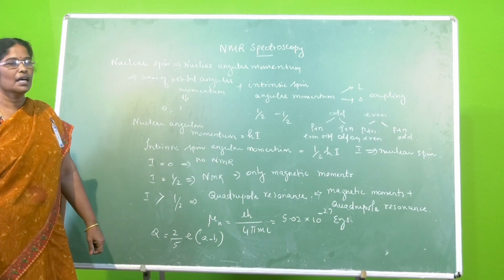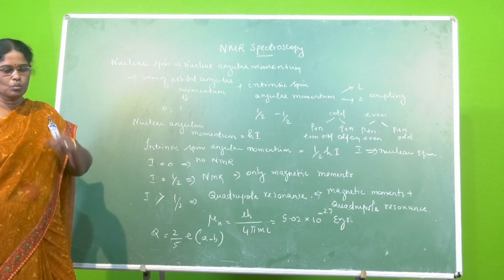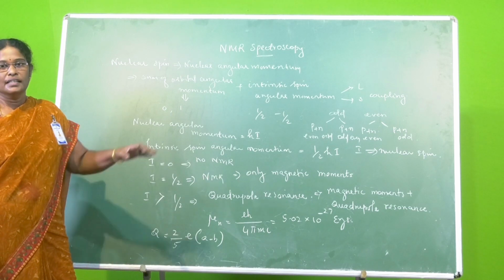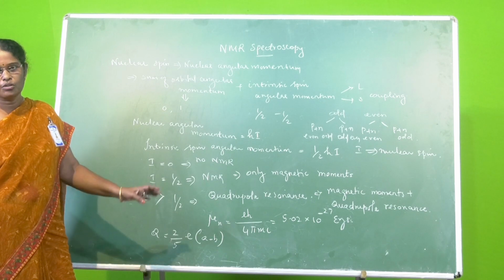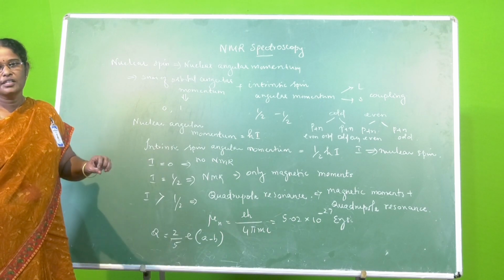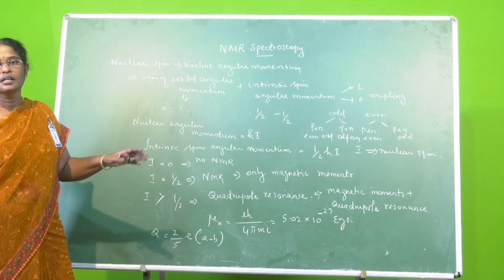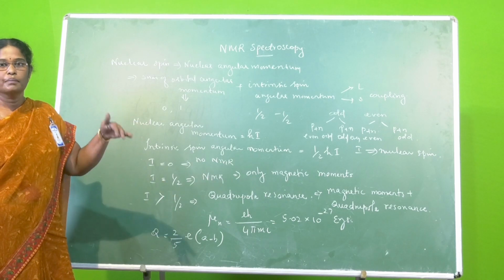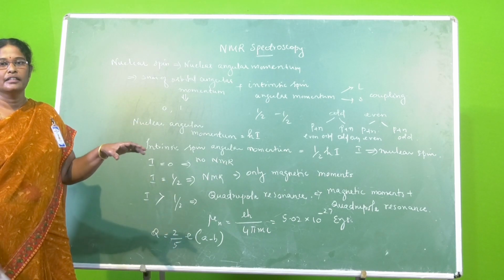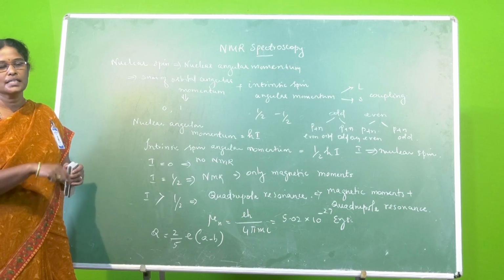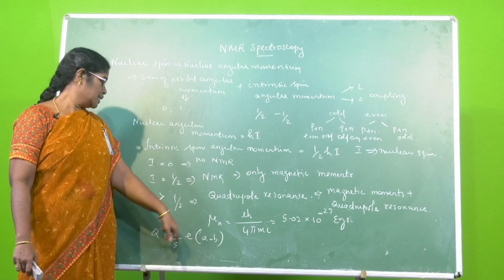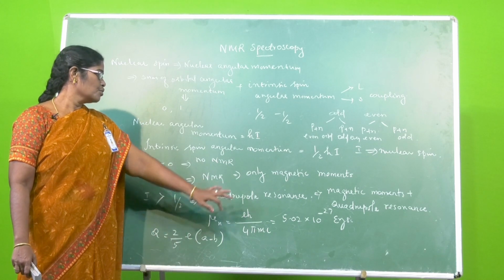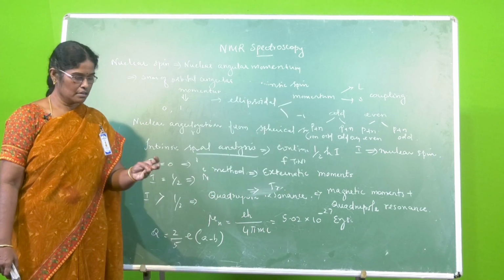The other case is I greater than 1/2, in which, in addition to nuclear magnetic resonance spectroscopy, there is also quadrupole resonance, which arises because of the interaction of the magnetic field generated by the nucleons present inside the nucleus and the electrons that are present outside the nucleus, which we call nuclear quadrupole resonance.